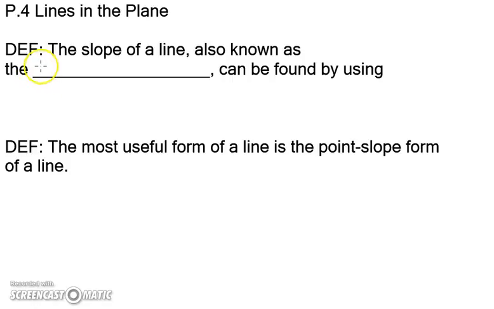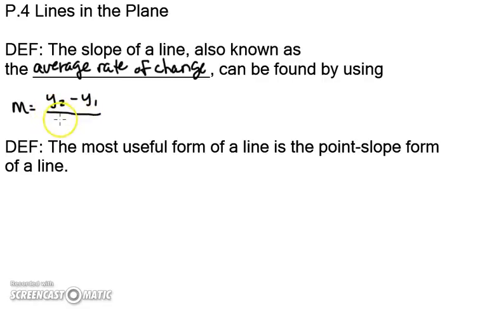It's also going to be known as the average rate of change. And that's something that we're going to want to keep in the back of our mind when we get to calculus, is that the slope and the average rate of change are going to be the same thing. And we can find this by using, and we know this little formula already, m for slope equals y2 minus y1 over x2 minus x1.